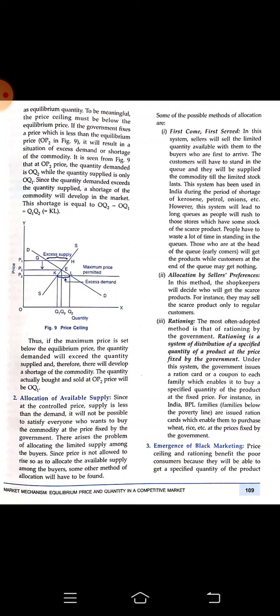First come first serve. In this system, sellers will sell the limited quantity available with them to the buyers who are first to arrive. Next, allocation by sellers' preferences. In this method, the shopkeeper will decide who will get the scarce products. For instance, they may sell the products to the regular customers only.